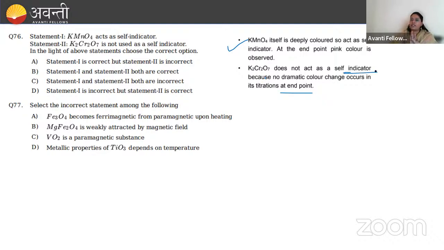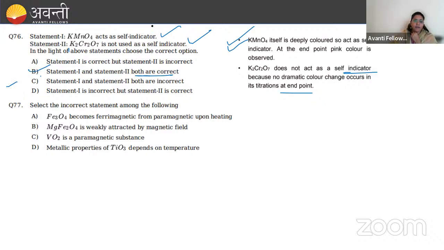So in some reactions, it doesn't act as a self-indicator, but KMnO4 acts as a self-indicator. So that's why both the statements are correct. KMnO4 can act as a self-indicator and K2Cr2O7 doesn't act as a self-indicator. So both are correct. So our answer is what? Option B. Okay, our answer is what? Option B. Yes. Next question, ferrimagnetic.